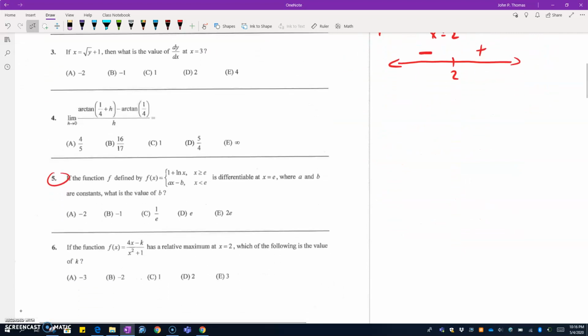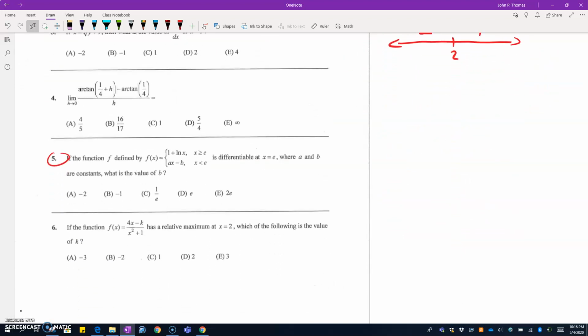All right, pushing to number 5, this is another commonly missed one. So this asks about differentiability. So there's two components to differentiability. It has to be continuous, and the limit of the derivative from the left and the right have to be the same. All right, so first thing I'm going to do is set up for continuous. Continuous would say when I plug e in, the point they're concerned about, the left and the right have to be equal. So 1 plus ln of e needs to equal ae minus b. All right, ln of e is 1, so I get 2 on this side, equals ae minus b. I'm going to move around the things a little bit, so b equals ae minus 2.